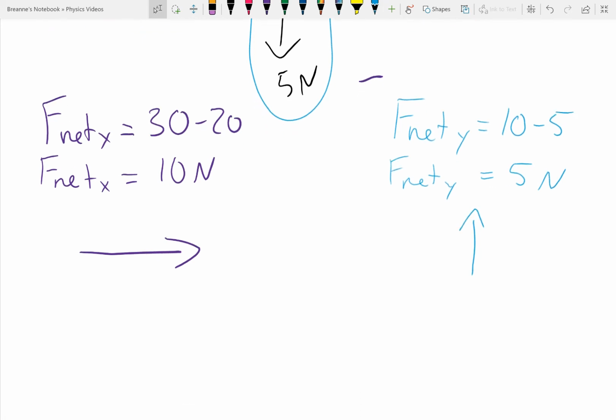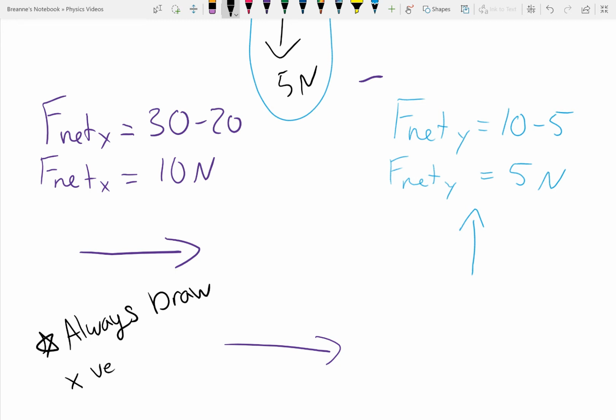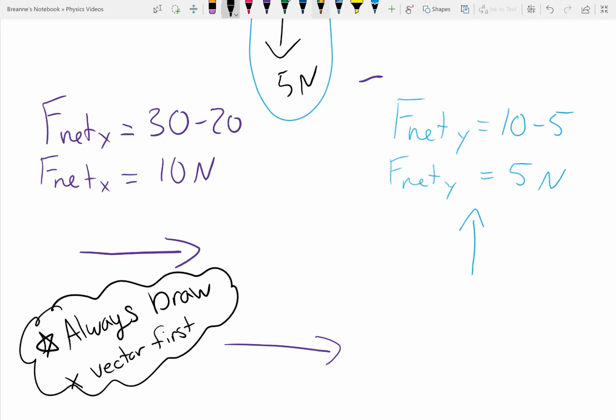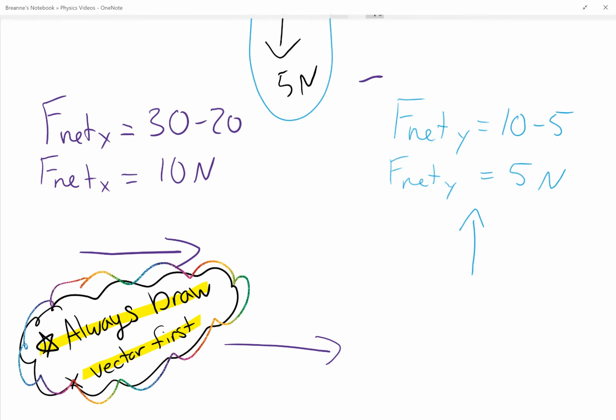And you put these two vectors together. You always draw your x vector first. Always draw your x vector first. Always, always, always. Get the point? Okay, cool, thanks. Always draw your x vector first.